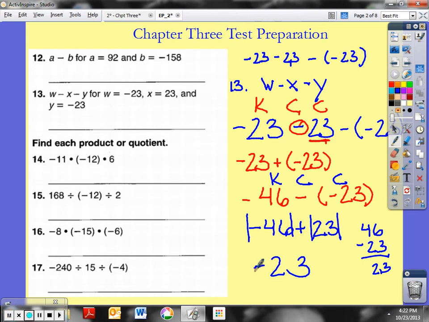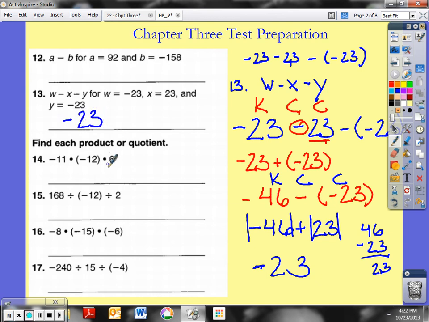My answer is negative. I spent $46. My buddy just gave me $23. Or let's say I borrowed $46. I owe somebody $46. I just paid him 23. I still owe them 23. Owing is a negative. So this answer would be negative 23.